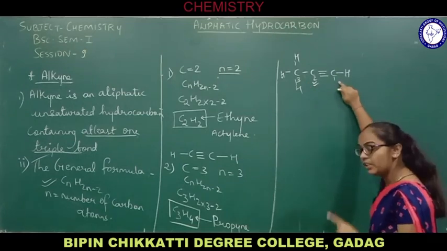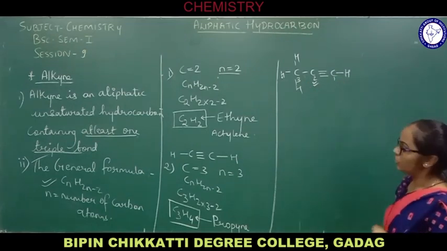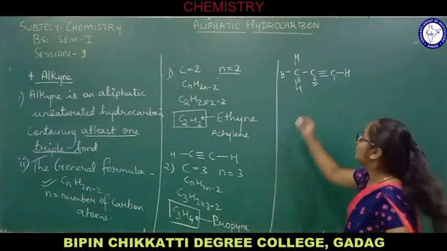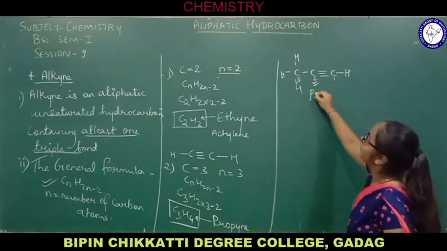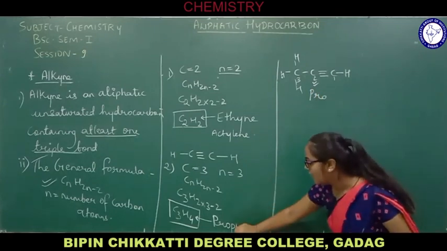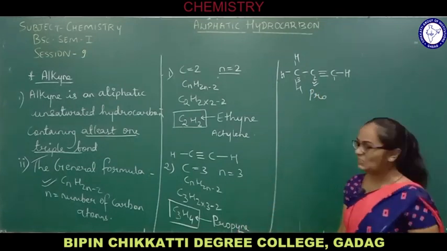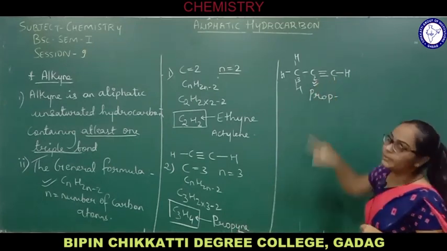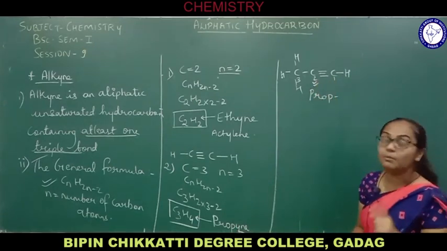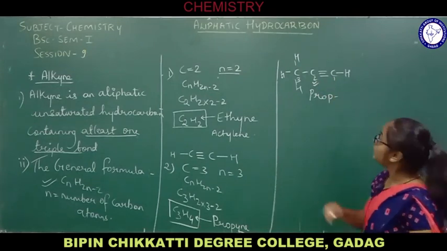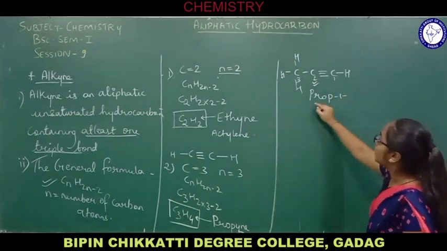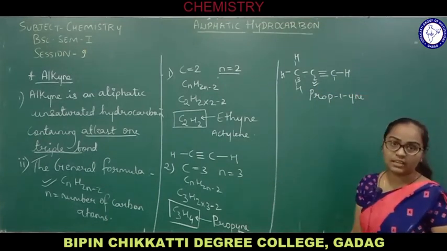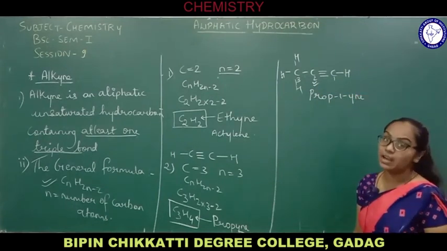Carbon number 1 will get bonded with the 1 hydrogen. So the name for this is propyne. But if I want to specify the position of yne, yne means what? Triple bond. The triple bond is present between carbon number 1 and carbon number 2, so I give the lowest preference. So it becomes prop-1-yne. Done. So this is the second member of the alkyne family.